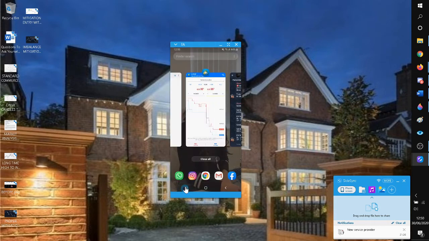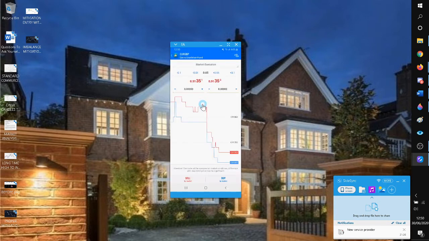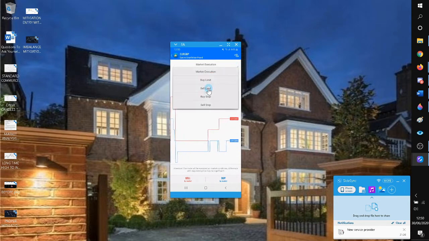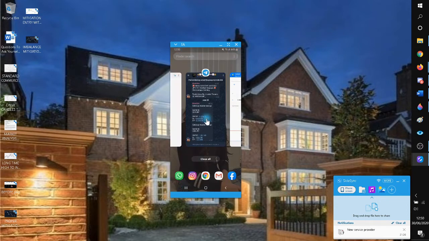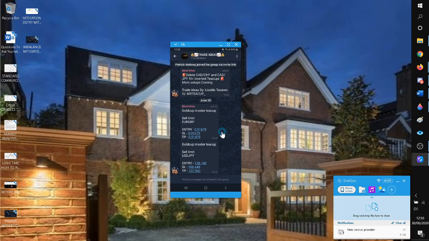So we come back to here. If you click this little arrow down here, it was a sell limit, and the number was 0. It might let me copy it. If I hold that down, click copy, might be a quicker way of doing it. So the entry was that.